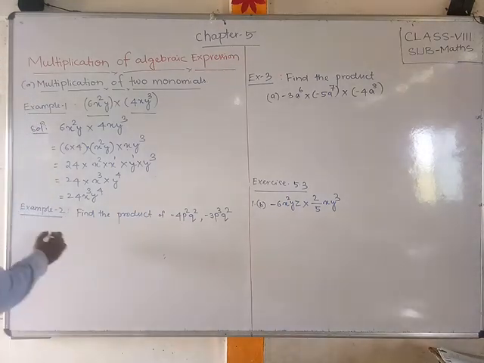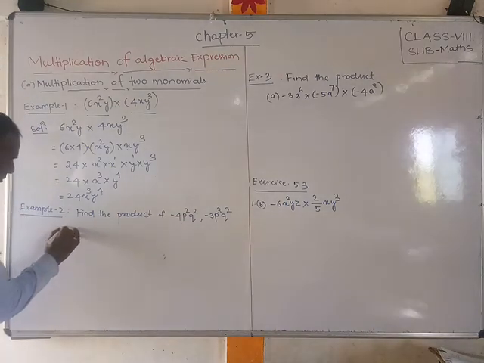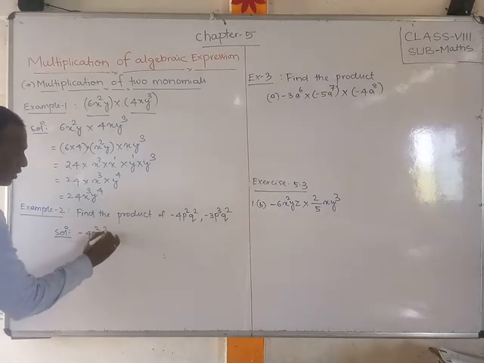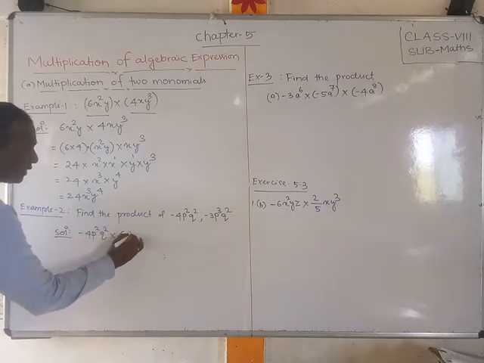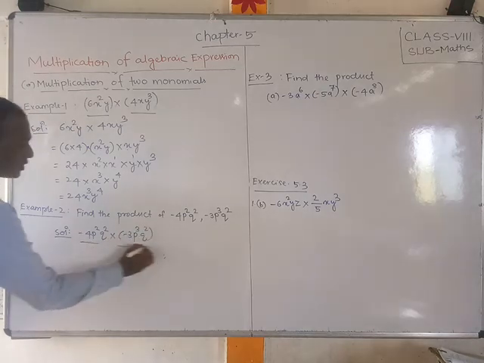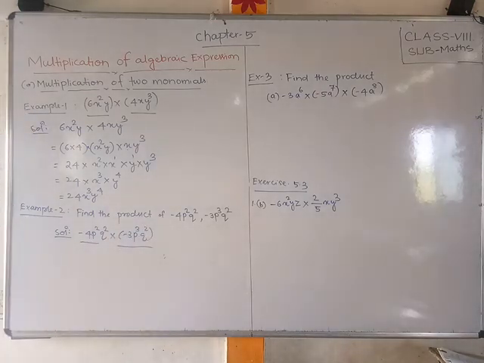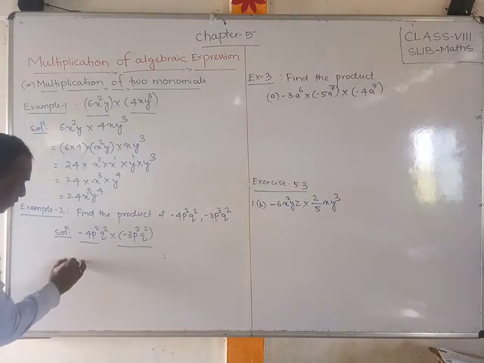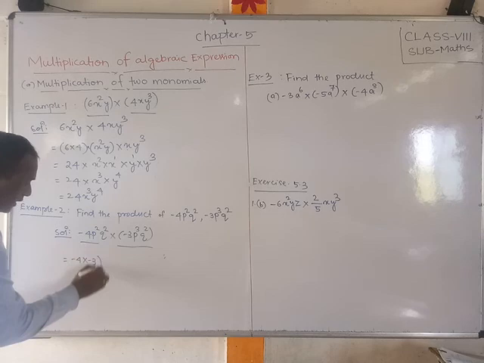Solution: minus 4 p square q square into minus 3 p cube q square. This is also a monomial, and this is also a monomial. What do you have to do, students? First you have to multiply the constant factors. So minus 4 into minus 3.